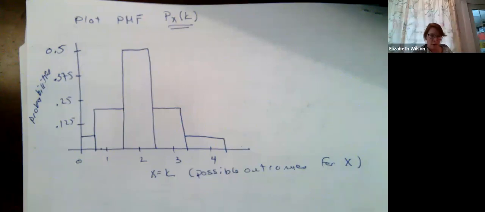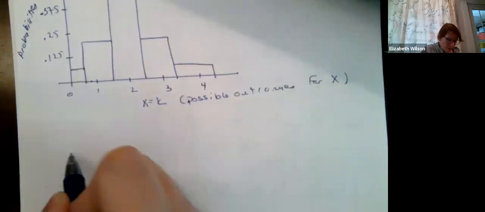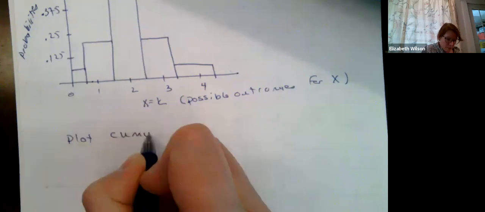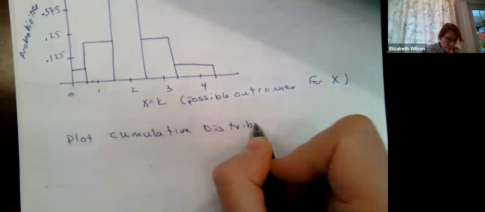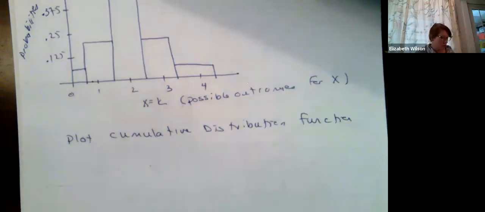We're going to take the table that we had before and create a cumulative distribution function. To actually do that, I'm going to plot our cumulative distribution function, our CDF.